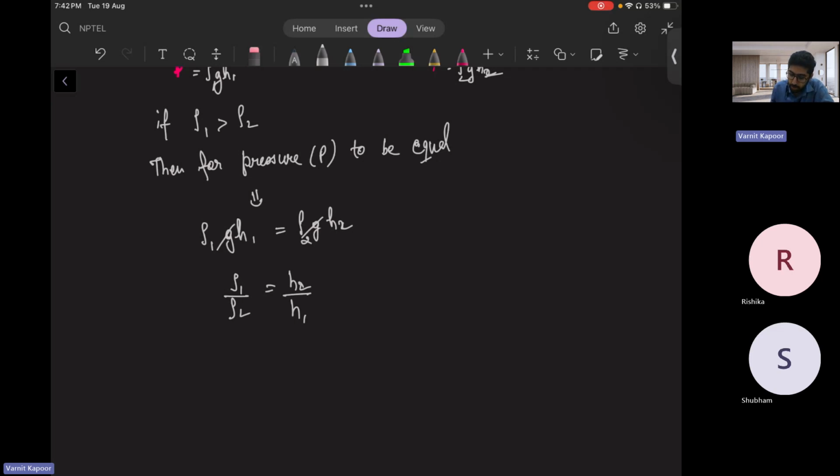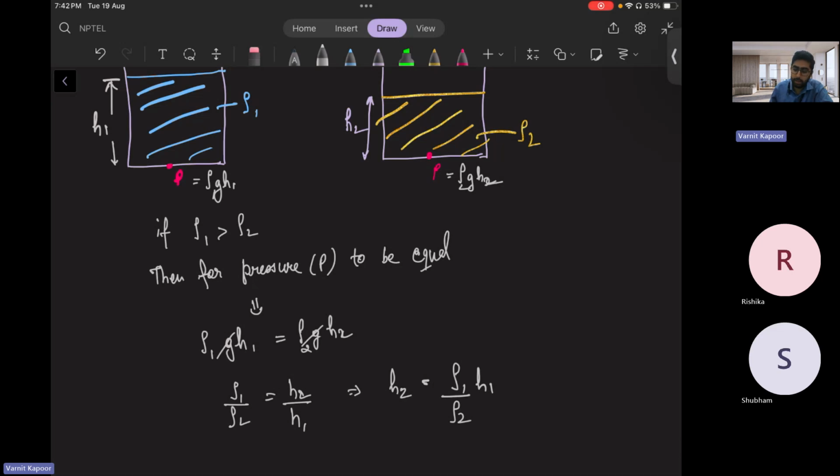So this implies h2 will come out to be rho1 by rho2 into h1. So for pressure P to be equal, height in the first should be greater than height in the second, or height in the second should be less than height in the first, whatever you can say. So that means rho1 h1 is equal to rho2 h2.